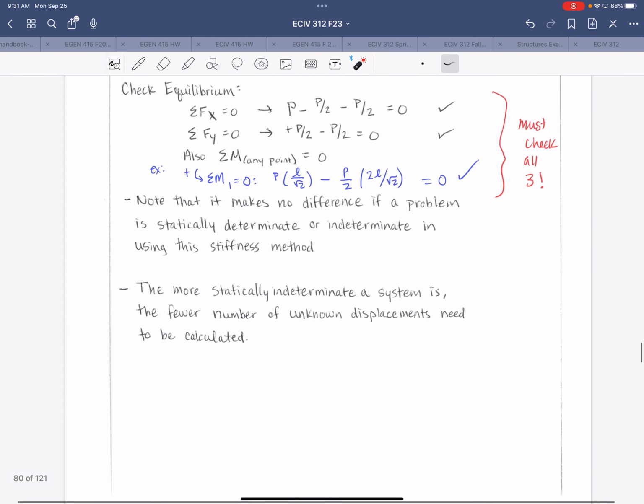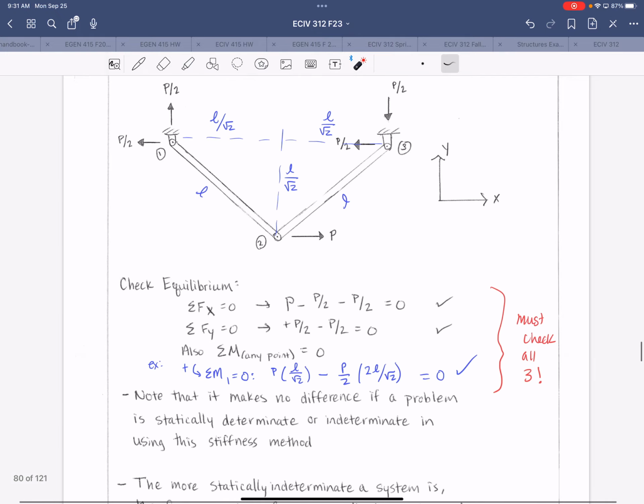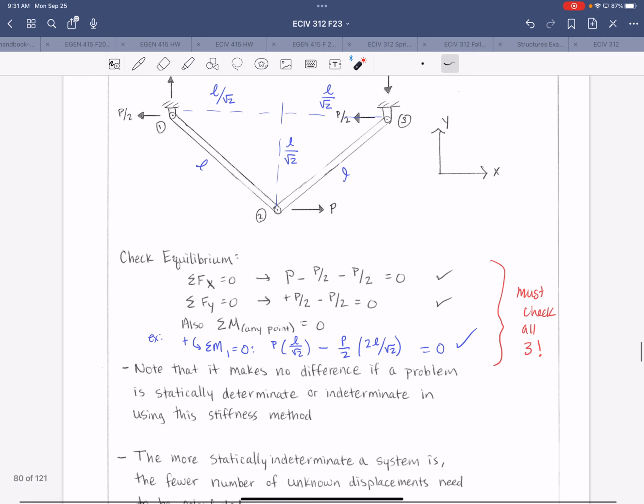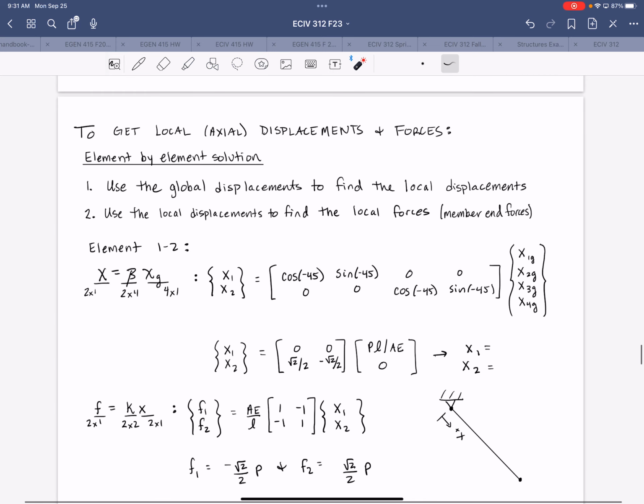All right, so any questions before we continue? All right, so at this point I've demonstrated how to get all of the global results, right? We have our global displacement of node 2 and the global reaction forces. But we might want to know how much member 2-3 is shortening and how much member 1-2 is lengthening, right? So for that, we want the local results. So that's continued on the next page here.